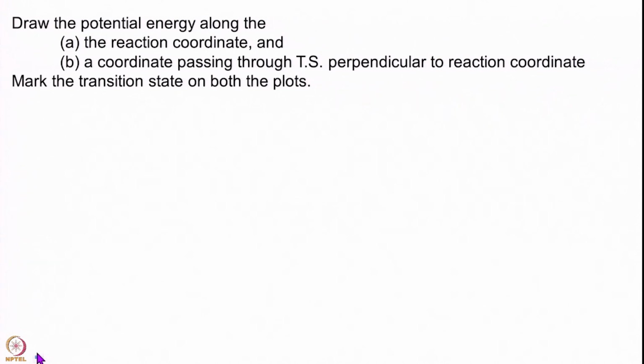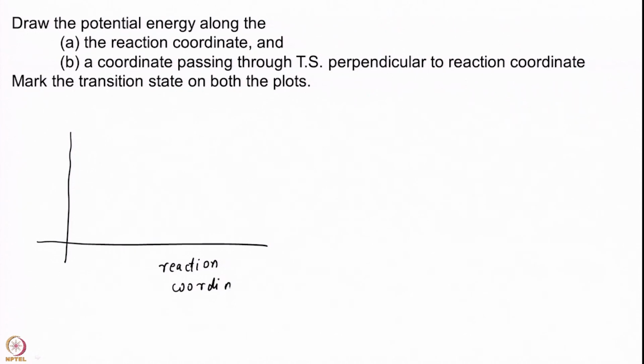So, for the first one we have to draw the potential energy along the reaction coordinate. So, this is the figure that you have commonly seen probably in every single textbook in kinetics, right. So, you get a figure like this where this is reactants, this is products and this is the transition state, the maximum point. Okay.